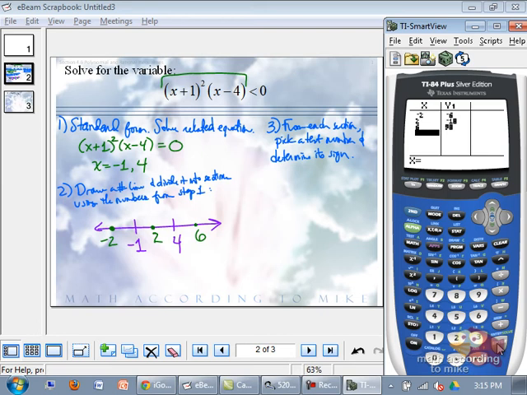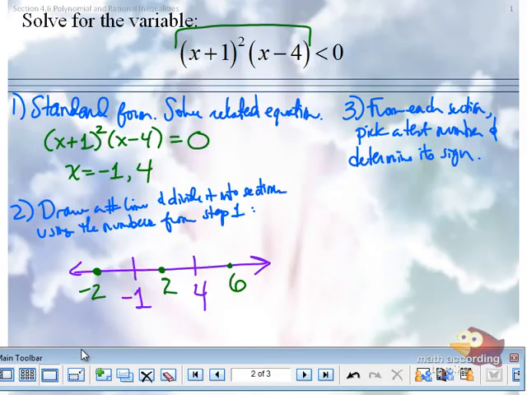So by plugging in -2, notice we got y to be negative, which means any number that you picked to the left of -1 will always be negative. That's what it means to be a test number. Any number you pick between -1 and 4, like 2, will always be negative as well. Any number you pick after 4 will always be positive. So as far as our sign chart is concerned, we would say negative, negative, positive.